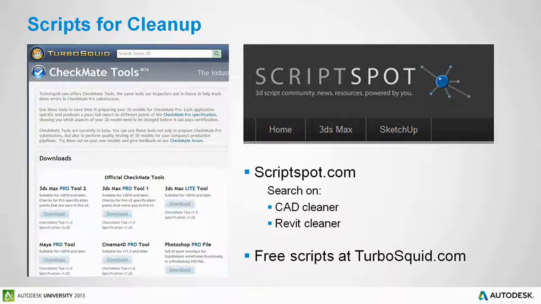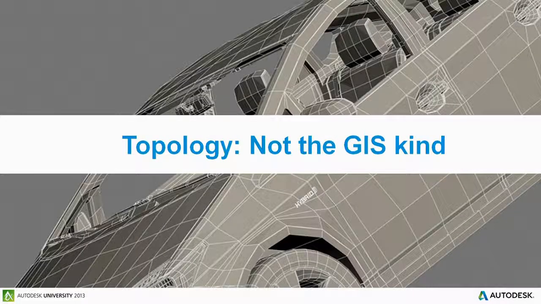Okay, I think we can go to the next slide here. All right, topology. This word topology. When 3D modelers talk about topology, they're not talking about, you know, surveys of mountains and things like that. This is a completely different kind of thing. So what we're looking at is, next slide, yeah.